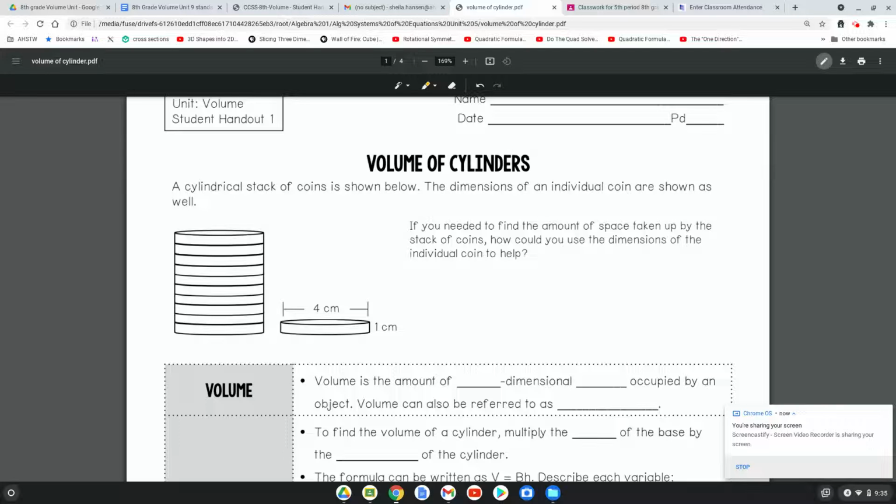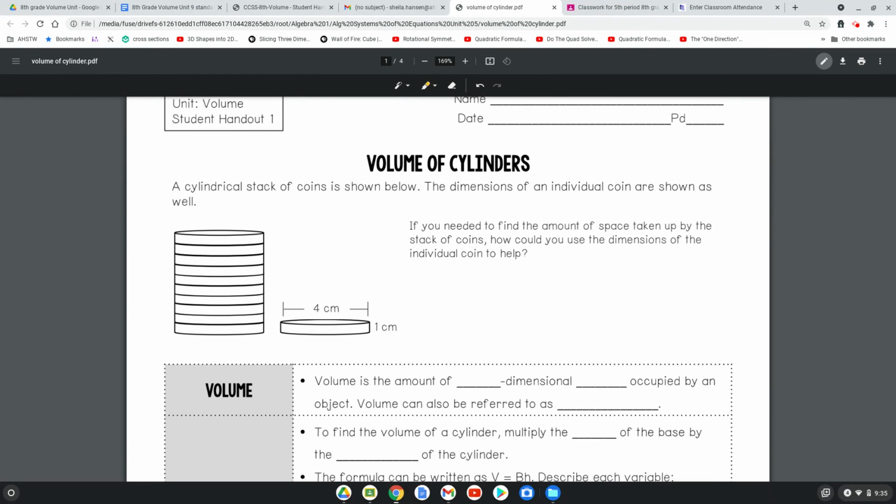Okay, the first lesson on volume. So it says a cylindrical stack of coins is shown below. The dimensions of an individual coin are shown as well. So this coin, they're saying, is 1 centimeter in height and 4 centimeters all the way across. And if you recall, that is the diameter. So the radius would be 2.